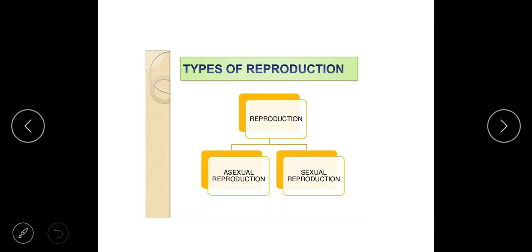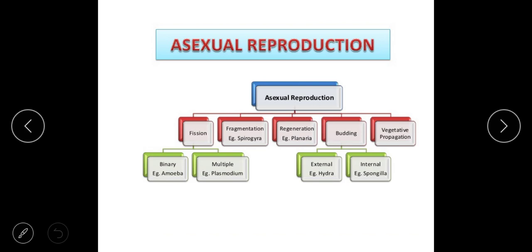Reproduction is of two types: asexual as well as sexual reproduction. Asexual reproduction is the reproduction in which only one organism is required, whether male or female, capable enough to produce offspring. It is of different ways, such as fission, fragmentation, regeneration, budding, vegetative propagation, sporulation, and so on.